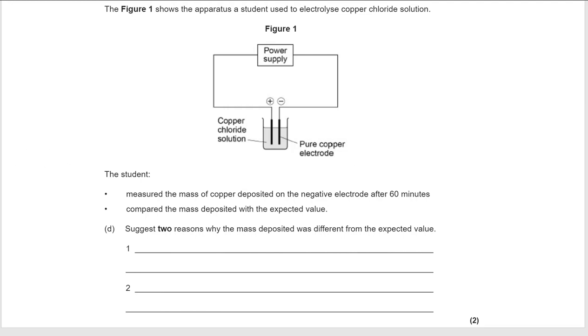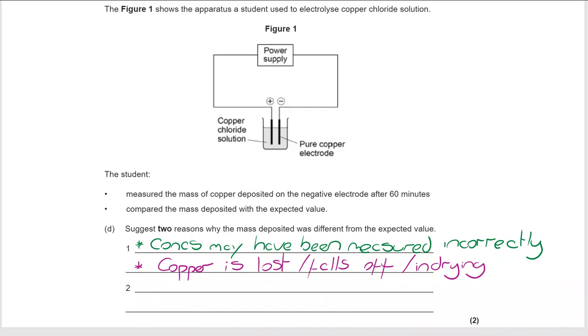So, why might it not be the same? There's more than 2 answers you can give. The concentrations might have been measured incorrectly. It might be you didn't have 1 molar, you had 1.1 or 0.9. It might be that the copper that was formed on there fell off. You might have lost it when you were drying. It might have been lost into the solution. There might have been a timing error. You may not have done it for exactly 60 minutes. And it might be there were impurities in the solution. There are lots of ways you can answer that question.